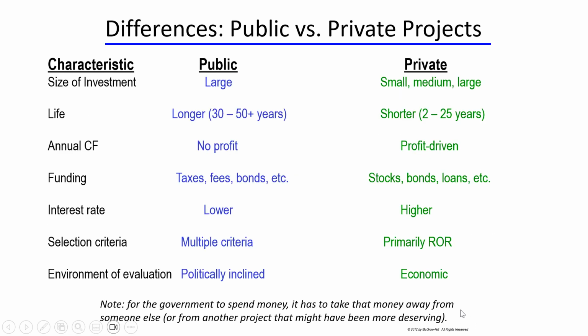So here's a table that compares and contrasts the private sector projects that we've been analyzing so far to public sector projects, which is what we're going to be focusing on for the next several lectures. And so whereas private sector projects are sometimes done with a little bit of money, a medium amount of money, sometimes large projects, public sector projects are usually large or very large and longer term. And that is just kind of by default.